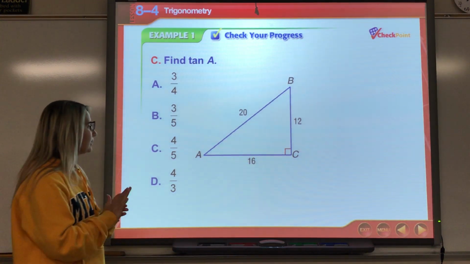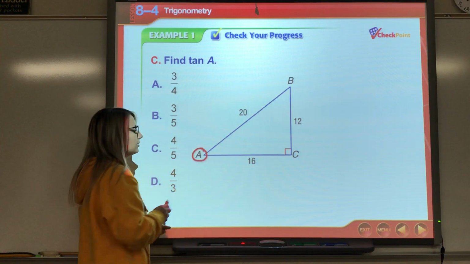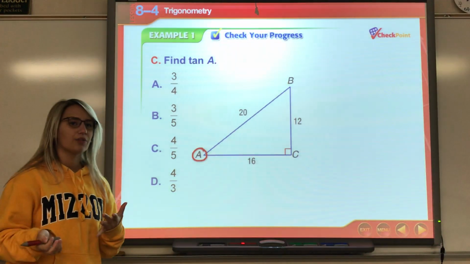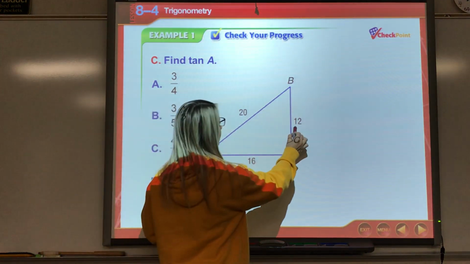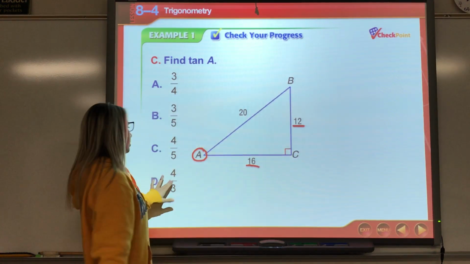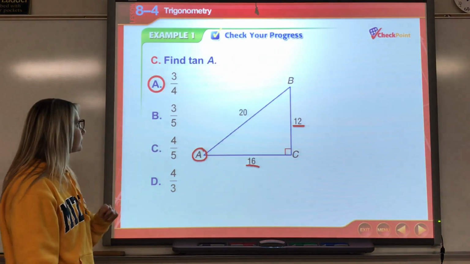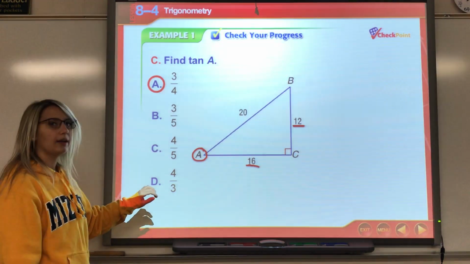And lastly, the tangent of A. So here we have A. We need the opposite over the adjacent. So we have the opposite, 12, over the adjacent, 16. Put that into a fraction and it'll simplify down to 3/4. So you guys should have gotten A.